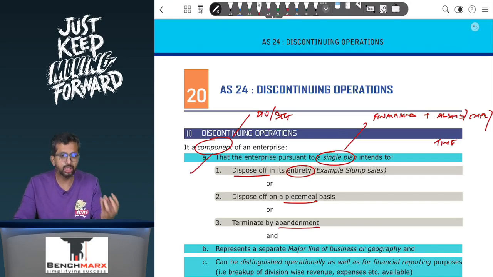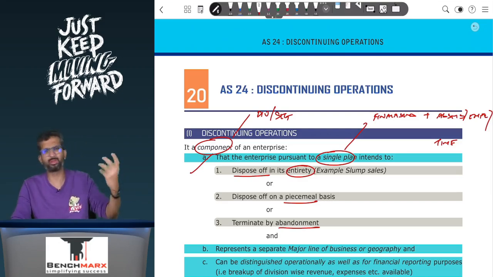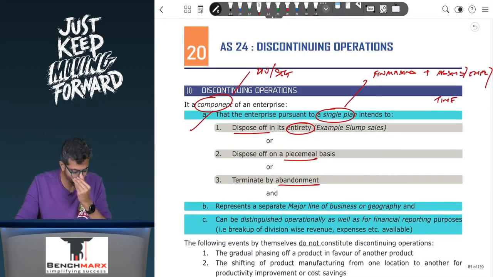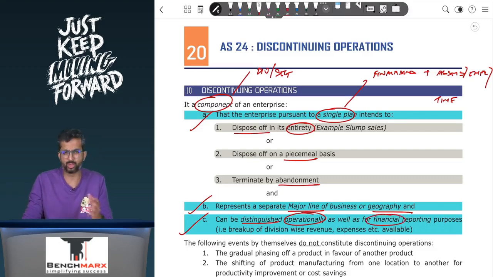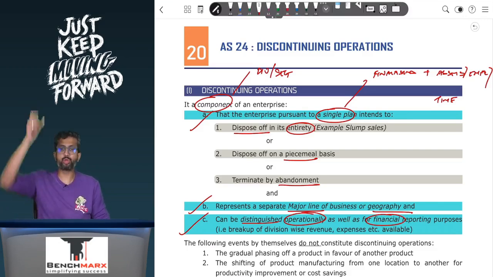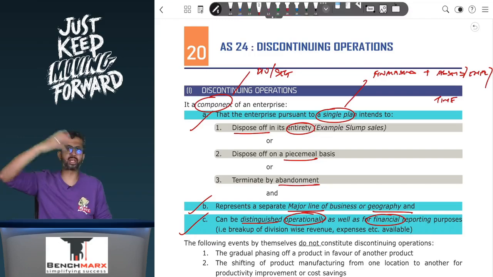Second, that division that you are discontinuing should be a separate major line of geography or business. They have not defined how much percent, but usually more than 10% is what we usually take. It represents a separate major line of business or geography. And third, it can be distinguished operationally as well as for financial reporting purposes, which means separate data is available. Because ultimately, when you prepare the profit and loss account in case of a discontinuing operation, you show the total revenue of the company, you show the total expenses, etc.